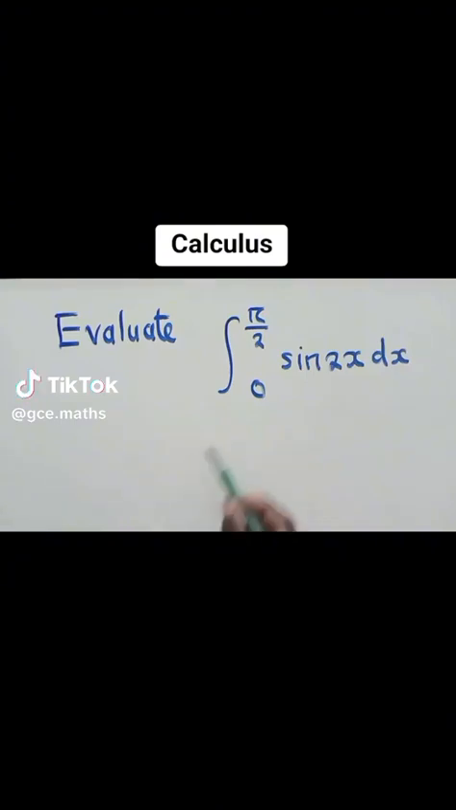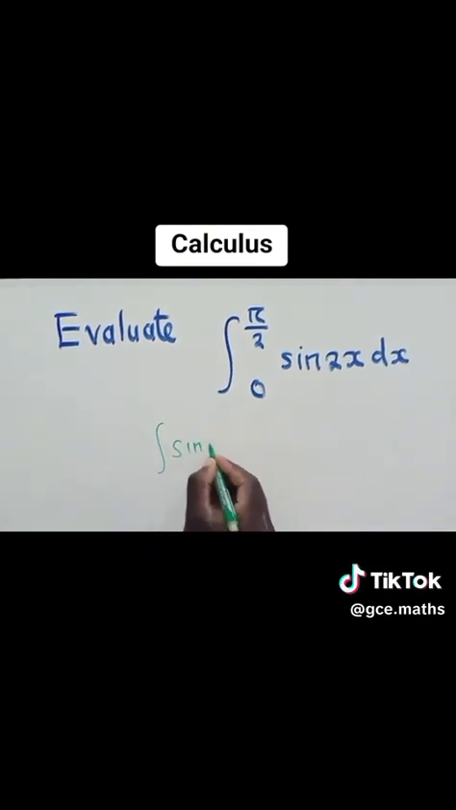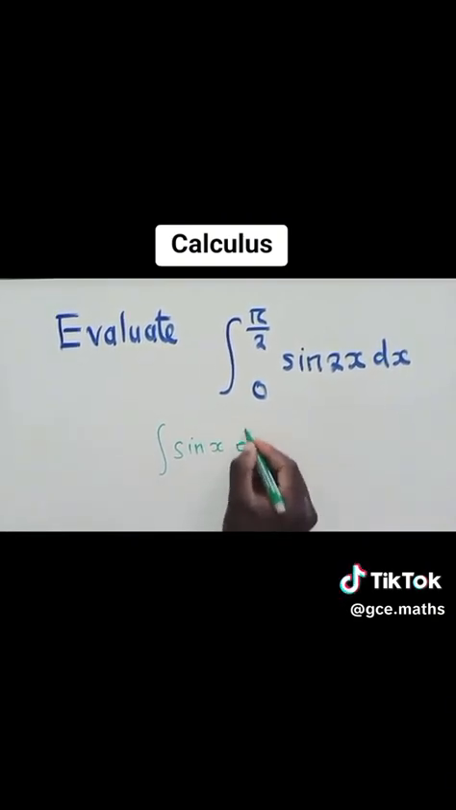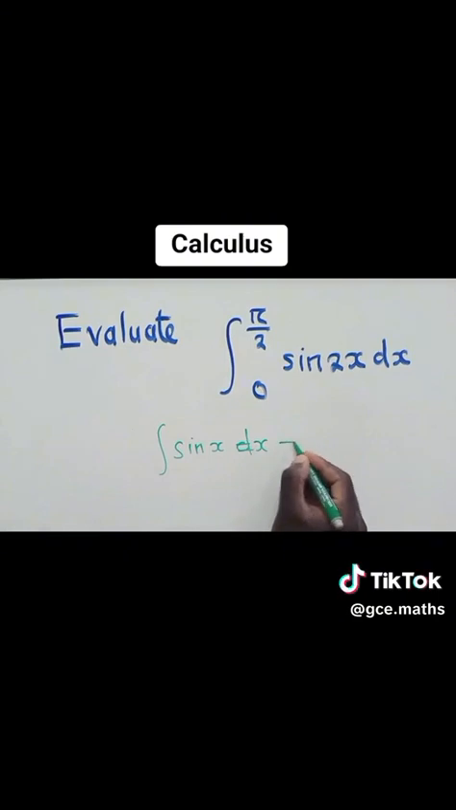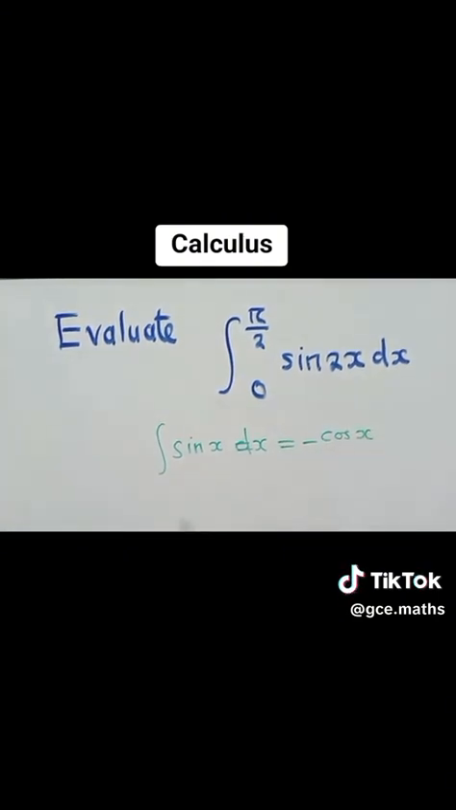Right, so for us to be able to integrate this, we first need to know that the integral of sine x with respect to x is equal to negative cos x. So we have to know this. The integral of this is equal to this.